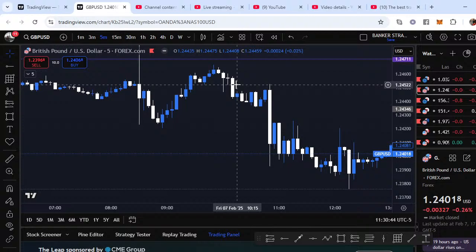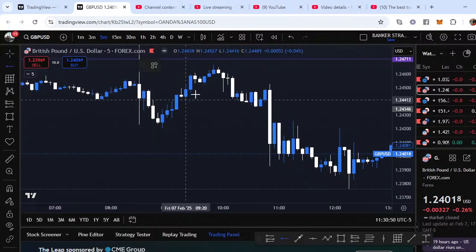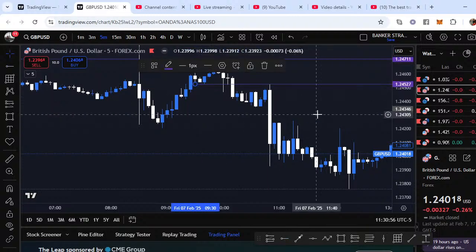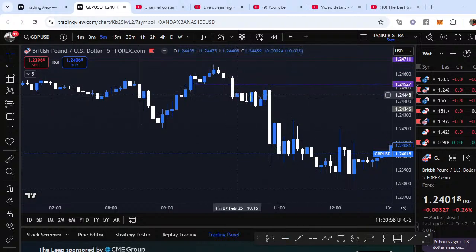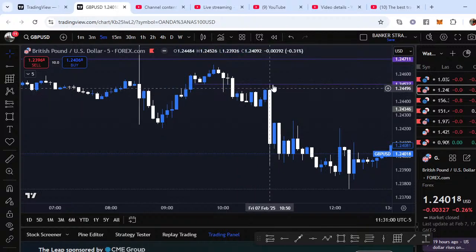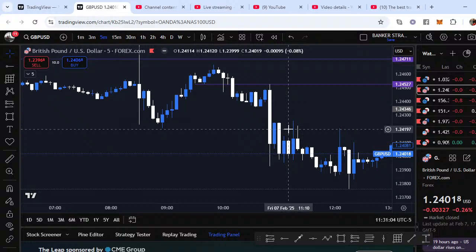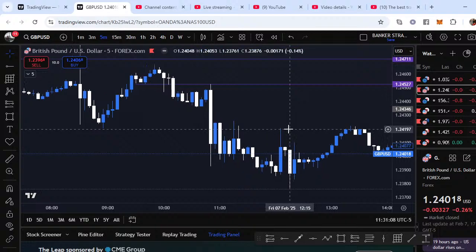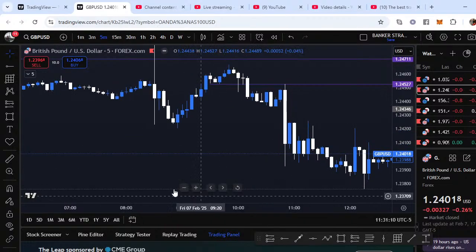Fair value gap. Taps, order block. Inside the fair value gap is the order block. You tap it and then it falls. Does it come back? No. So what would have been your trade, Adam?